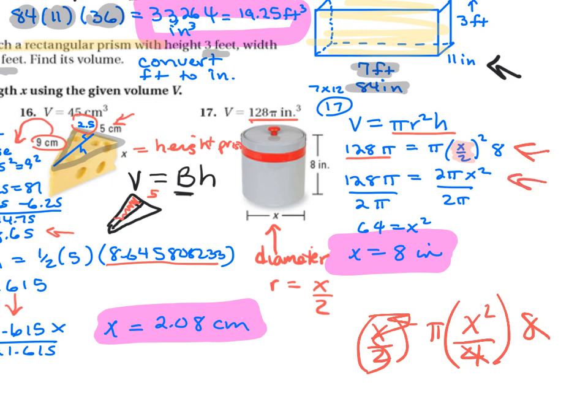Divide both sides by 2 pi, and that's how I get 64. And then square root it, and you get 8 inches.